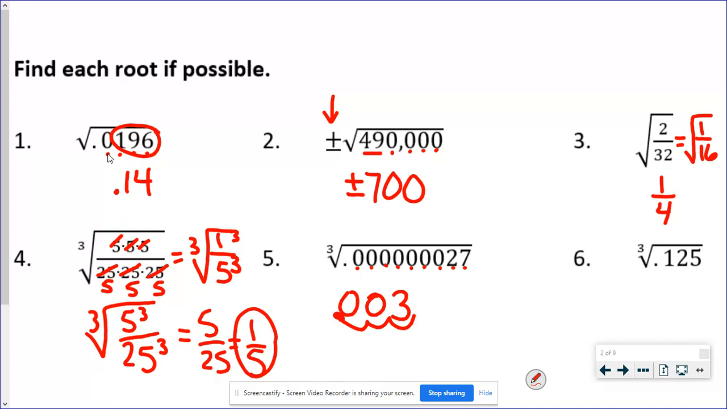For number 6, 3 decimal places is going to go down to 1 decimal place. The cube root of 125 is just 5. So then when I move my decimal, I get 0.5.